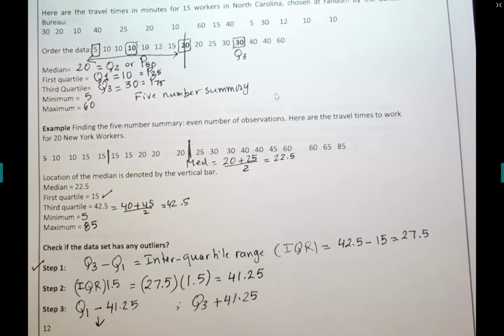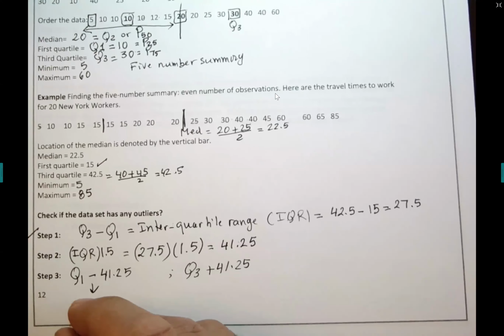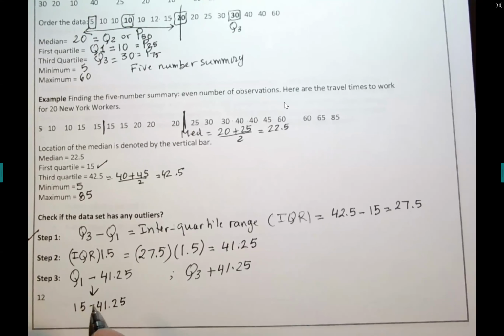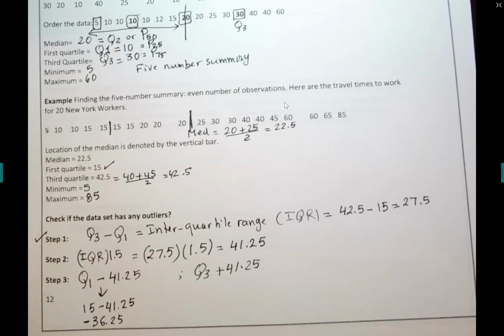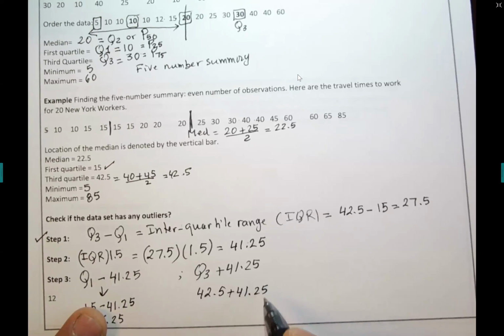Okay, what is Q1 minus 41.25? Q1, guys, is 15, minus 41.25. That's going to be a negative number, which is negative 36.125. Okay, let's see what Q3 plus 41.25 is. Q3, guys, is 42.5, and add the 41.25. I got 84.